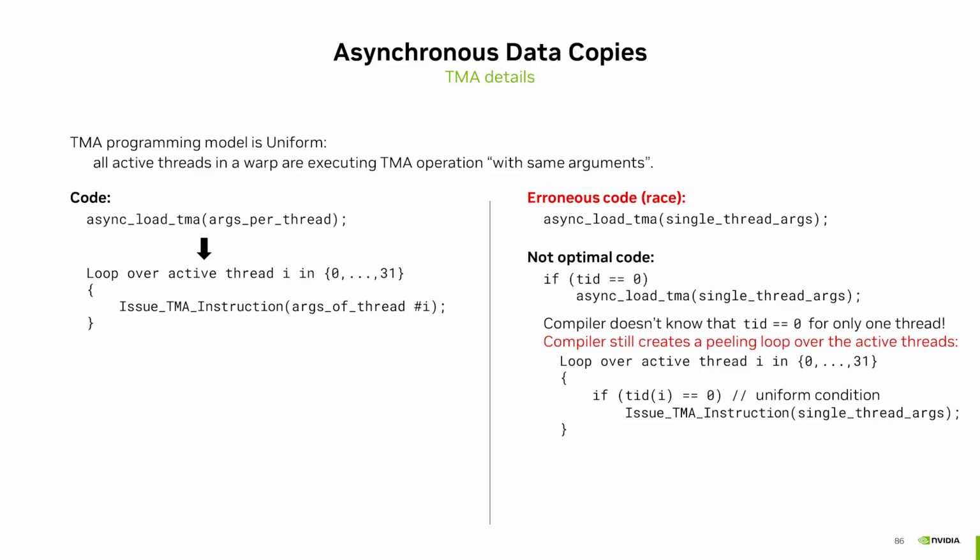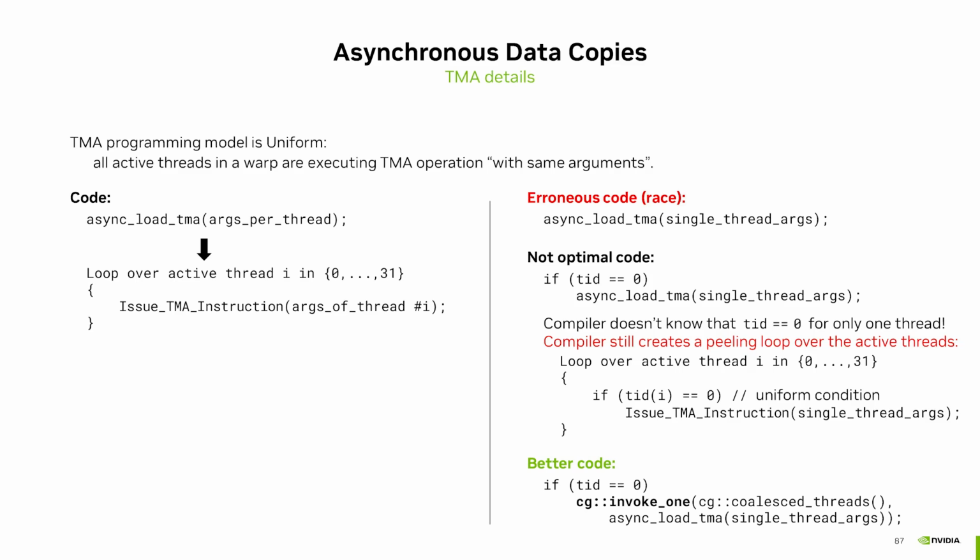However, even though this code is correct, the compiler does not know that the condition thread ID equals 0 is true only for a single thread. So it will still create a spilling loop like this over active threads. Only a single iteration of this loop will not be a no-op. Other iterations will do nothing. You can get rid of this spilling loop by using the cooperative groups invoke_one API as shown here.